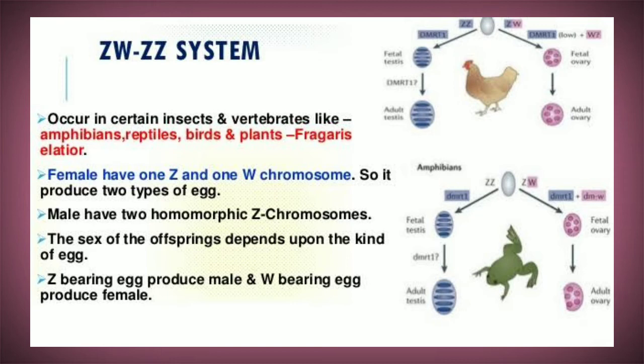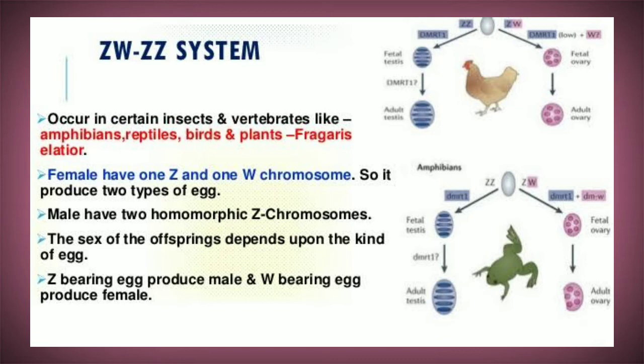Here the females are labeled as ZW because the females have one Z and one W chromosome, and the males are labeled as ZZ chromosomes. This is because in females the two sex chromosomes are dissimilar, and in males the sex chromosomes are similar to each other. So therefore the females here will be heterogametic, designated with the letters ZW, and the male will be homogametic, designated as ZZ.